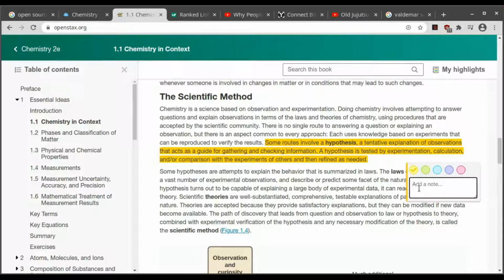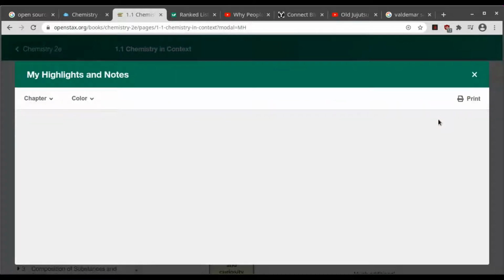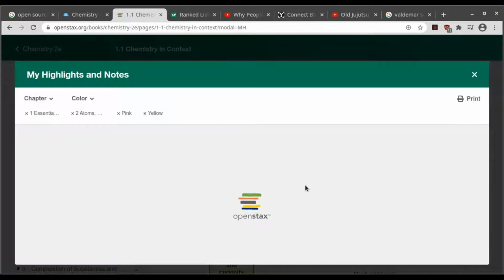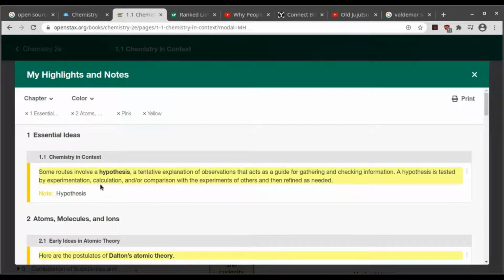Okay. And now this is kind of covering up my text, so I don't want that. So I'm just going to click off of it. It goes away, but we still have this highlight here. All right. If you click on the highlight, it brings up this little note here. Click away from it, goes away. We click on my highlights, and it brings up another window that shows that. Now I've done some other highlights for chapter 2, but this is the first highlight in chapter 1. From essential ideas, we have the note hypothesis. Okay. And it's in yellow. You have different types of highlights. You have different colors.